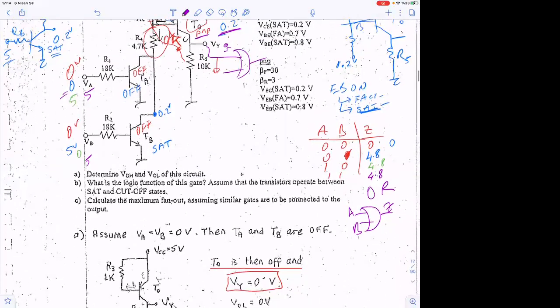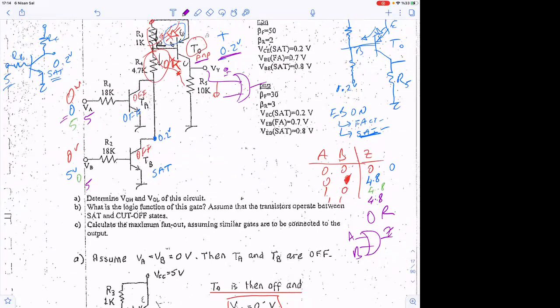For the output high case, for example. For the output low case, I guess there won't be any problem, because when this is low, the next gate is like this, right? So no current is coming here. So when this is 0 volt, fan out for low is infinity. So you need to only look at the fan out for the other case. Is that clear?